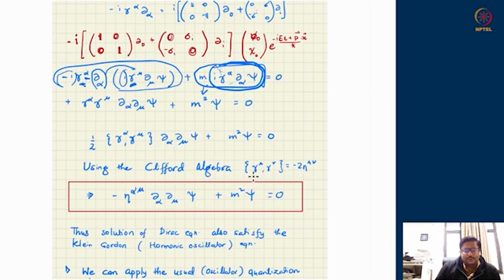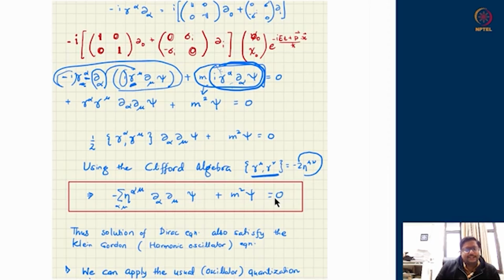Now I also know that the anti-commutator of gamma mu gamma nu, that means gamma alpha gamma mu, is minus twice of the Minkowski metric eta mu nu. So that means this can be written as a minus of eta alpha mu, and alpha and mu are being summed over. So summation over alpha mu is implied. And now you see this is nothing but the Klein-Gordon equation.